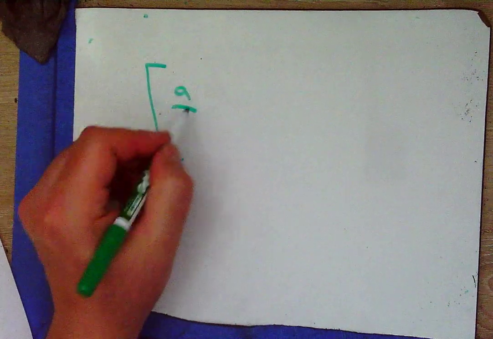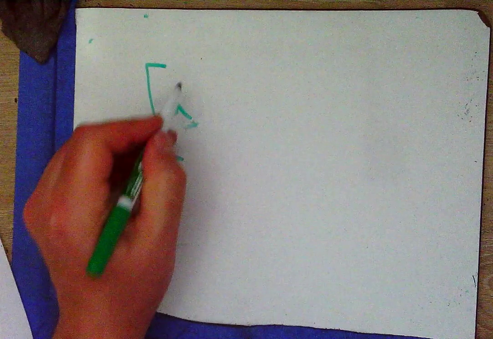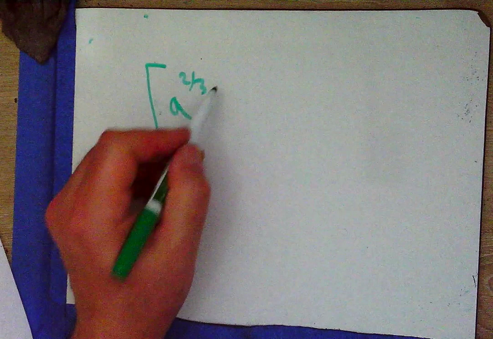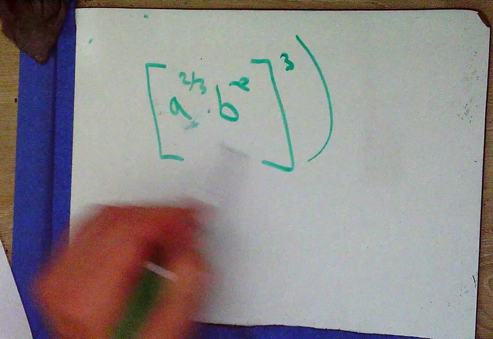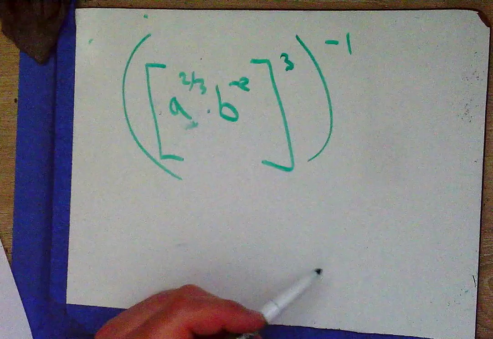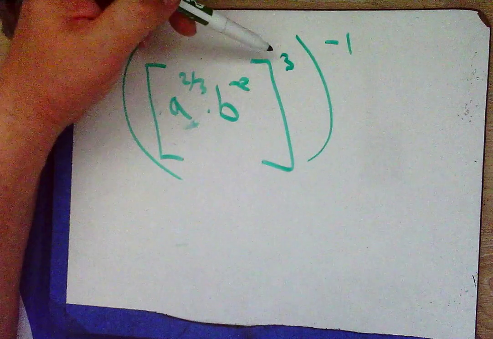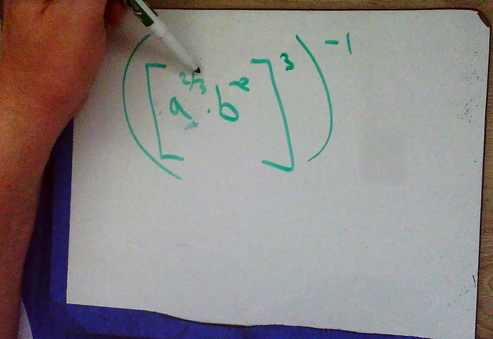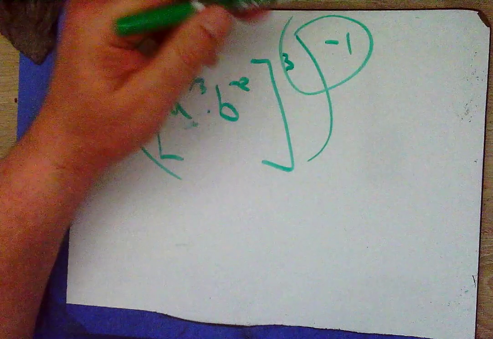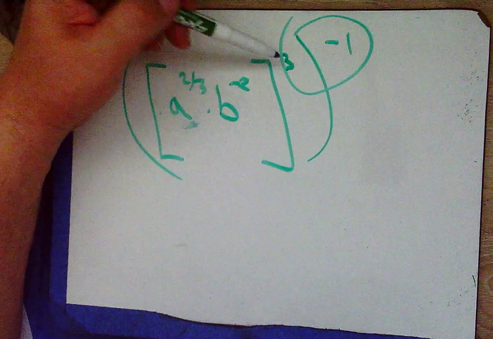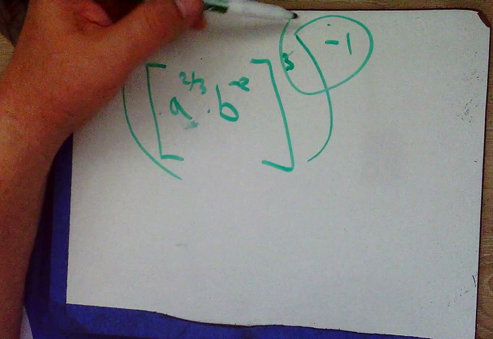On this one we have a to the 2/3 times b to the negative 2, raised to the 3rd, raised to the negative 1. Now, I know some students like to apply this power first, and then they apply the negative 1. I like just to take care of those. When I raise a power to a power, I multiply those powers.